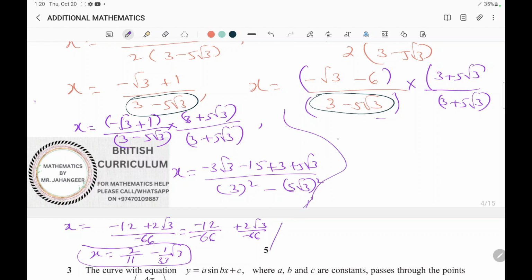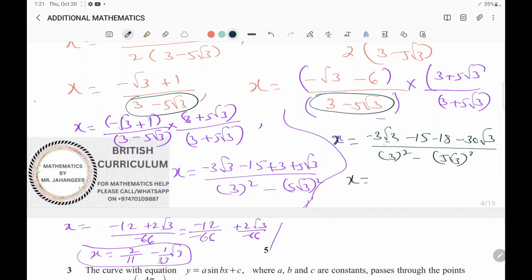This is remaining, guys. Okay, let me use another color. x equals minus root 3 times 3, that is minus 3 root 3. Minus root 3 times 5 root 3, that's minus 15. Minus 6 times 3, that's minus 18. And minus 6 times 5 root 3 is minus 30 root 3 over, again, you know, this is 3 square minus 5 root 3 whole square.